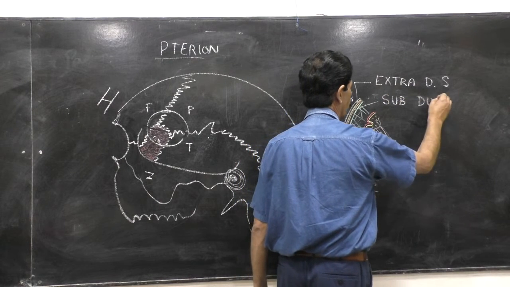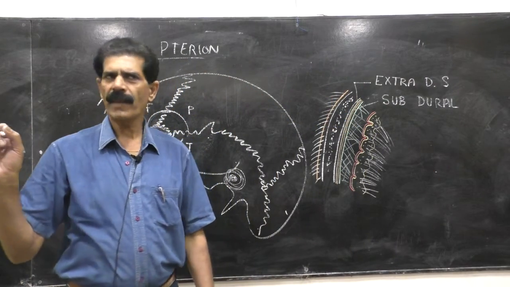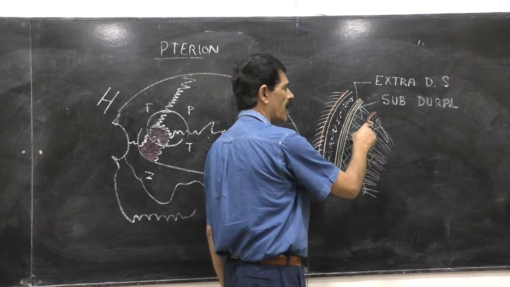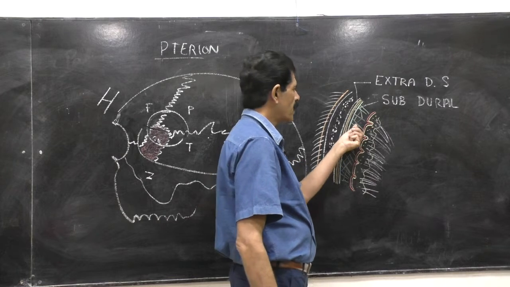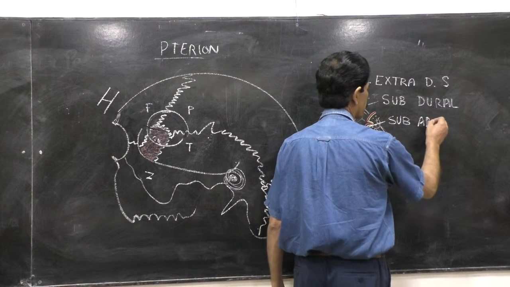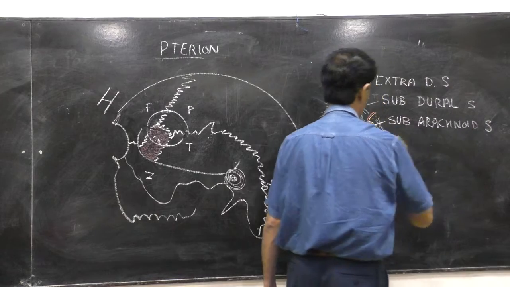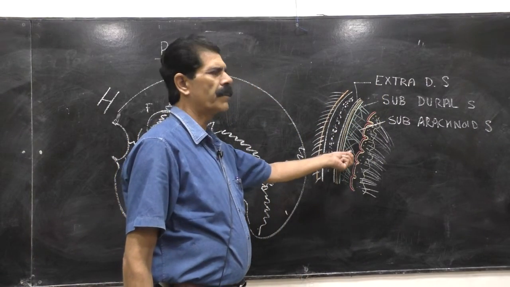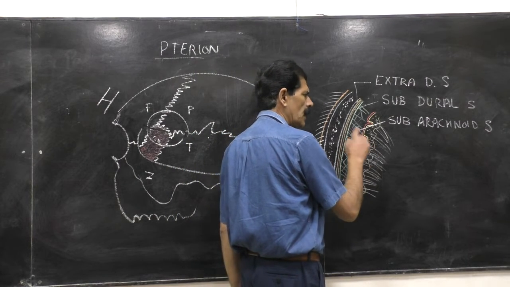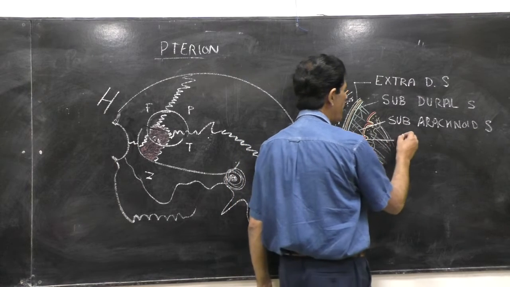Sub means below, dura means dura. It only admits the tip of your pen or pencil. Very potential. Then the arachnoid mater is quite far away from the pia mater. It forms a very large cavity that is called the subarachnoid space. Below the arachnoid but above the pia is called the subarachnoid space. Then a space is present between the pia mater and the grey or white matter of the brain. This space is called the subpial space.